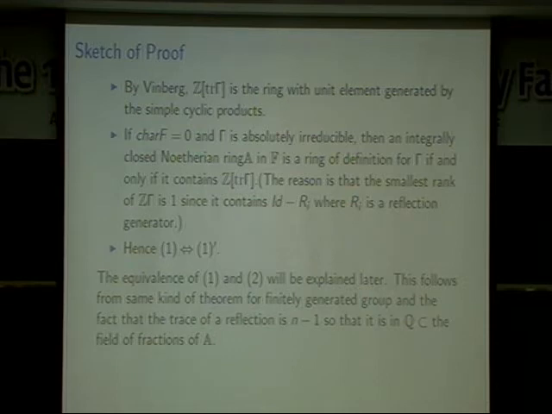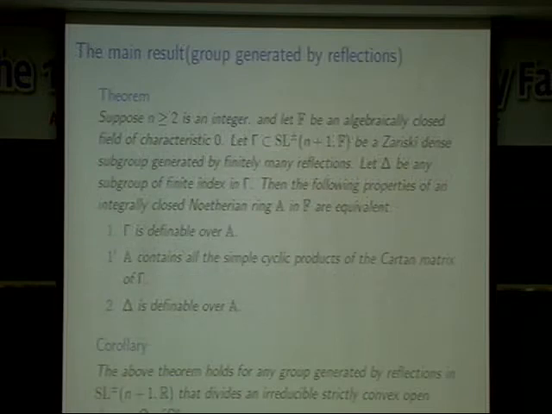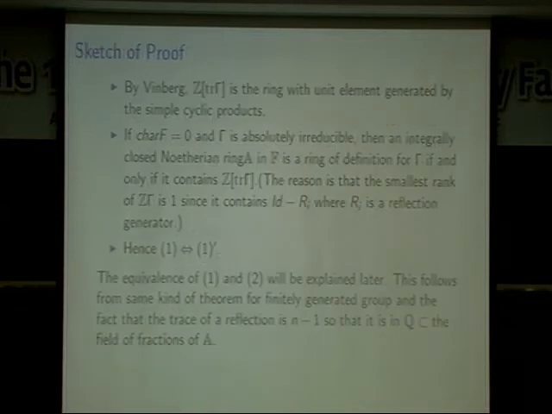So anyways, the reason here is the smallest rank of Z gamma is 1 here, since it contains the identity minus reflection. So from these two above statements, we have equivalence of 1 and 1 prime. So we call this 1 and 1 prime, and the equivalence of 1 and 2 will be explained later.